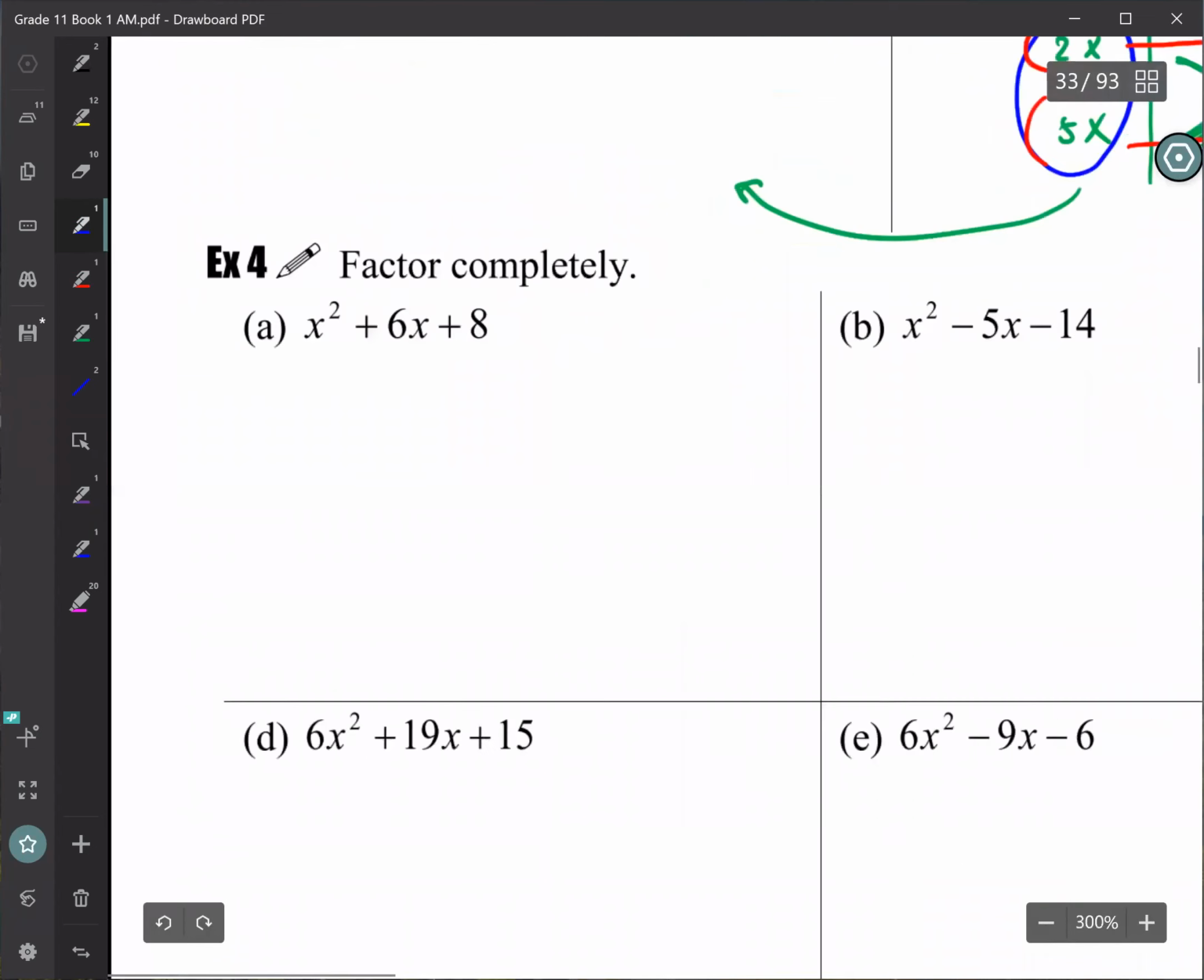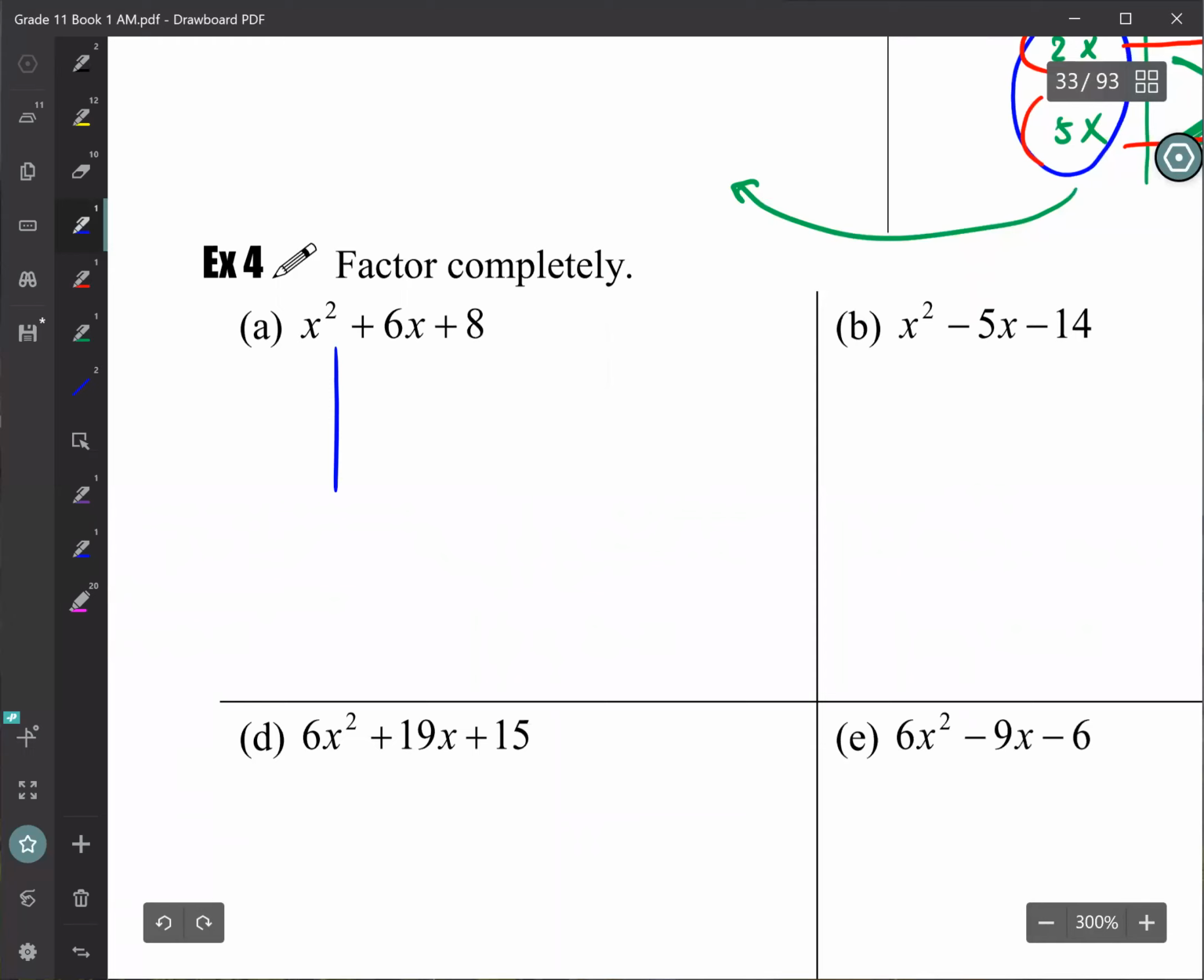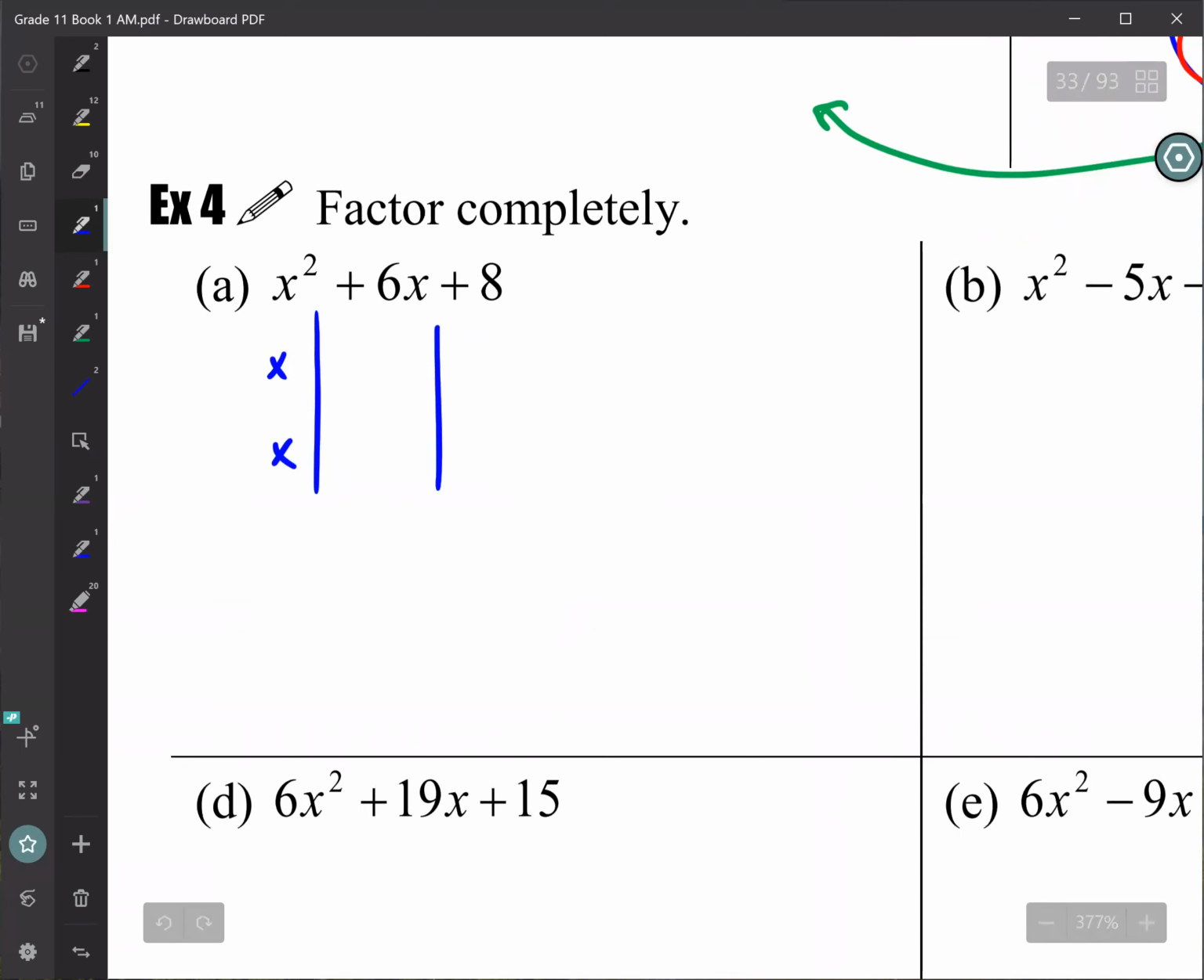So question 8. X squared, I can do x and x. So you're sure? What about 8? What pair do you want to try? 4 and 2. Okay, so this one, we can do it right in the head. X cross multiply, 4x, it matches the middle nicely.